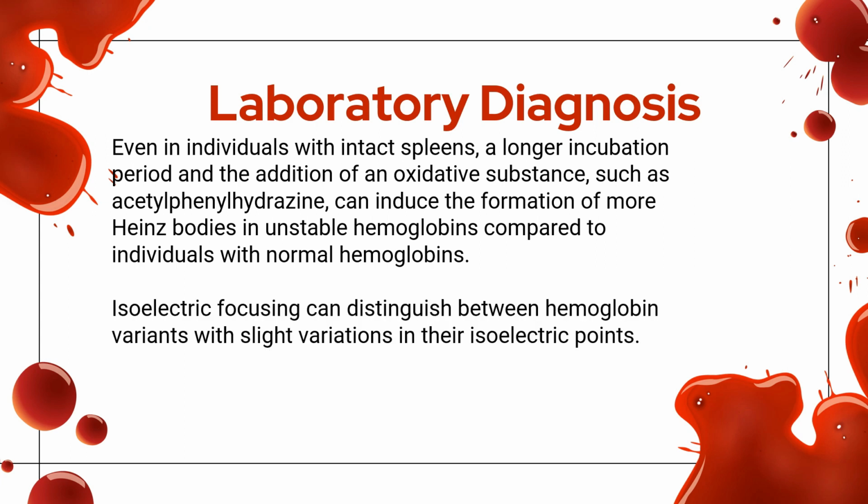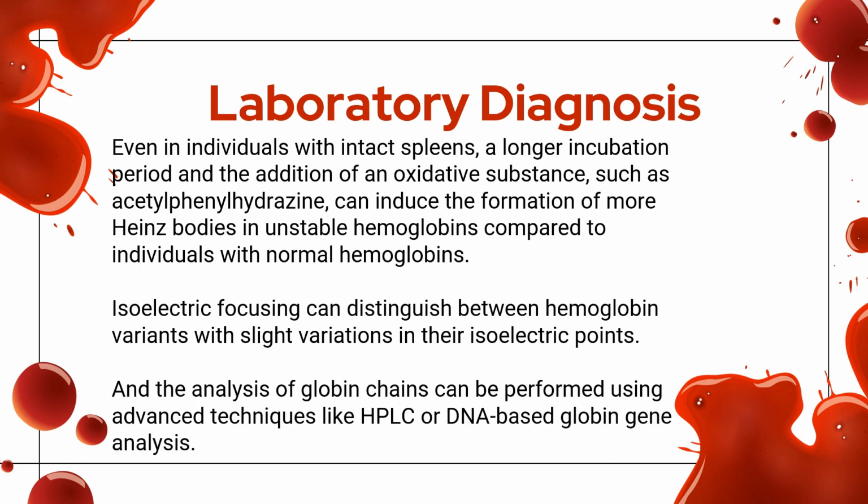Other sophisticated methods come into play as well. Techniques like isoelectric focusing can distinguish between hemoglobin variants with slight variations in their isoelectric points, unlocking further details of their unique identities. And the analysis of globin chains can be performed using advanced techniques like high-performance liquid chromatography, HPLC, or DNA-based globin gene analysis.